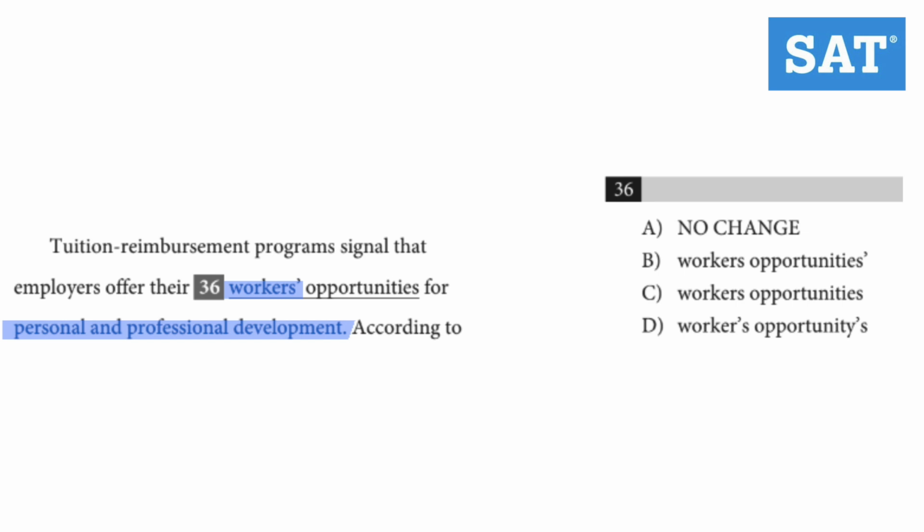And then also, think about that signal that employers offer their workers opportunities. Do they offer workers opportunities? No, they offer their workers opportunities for personal growth. Therefore, there is no possession, but it's plural workers and it's plural opportunities. Therefore, the answer is C.